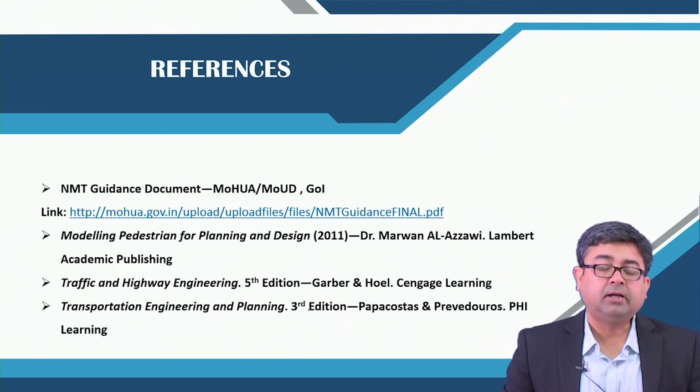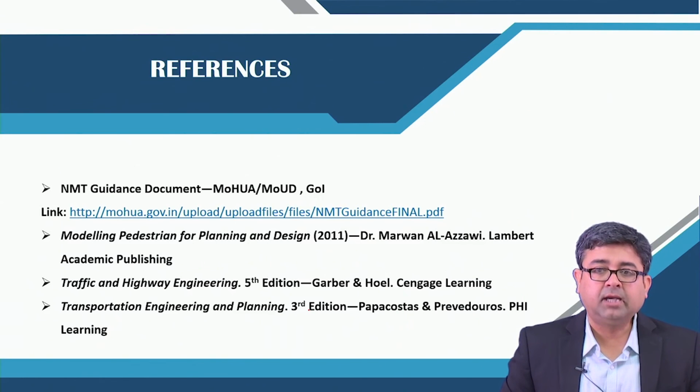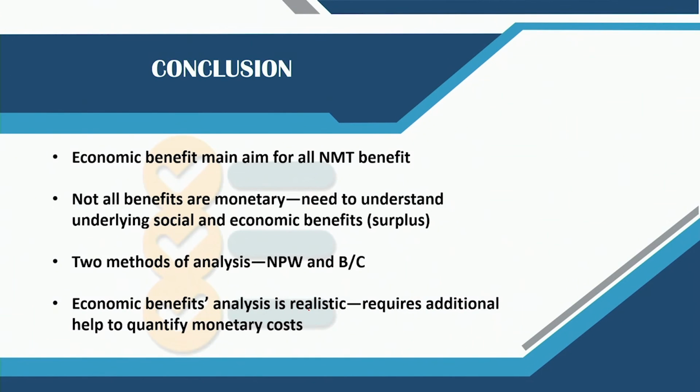So, that concludes this lecture, where we have looked at different ways of financing NMT infrastructure, and how you quantify or prioritize your investment priorities. Again, the guidance documents are given here, and we have exposed you to two different methods to determine financial feasibility and economic benefit analysis: net present worth benefit cost analysis, as well as consumer surplus.